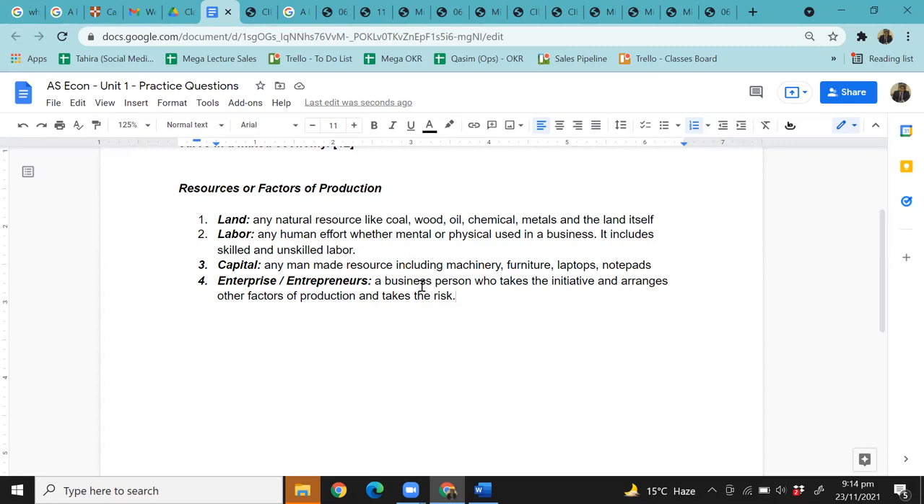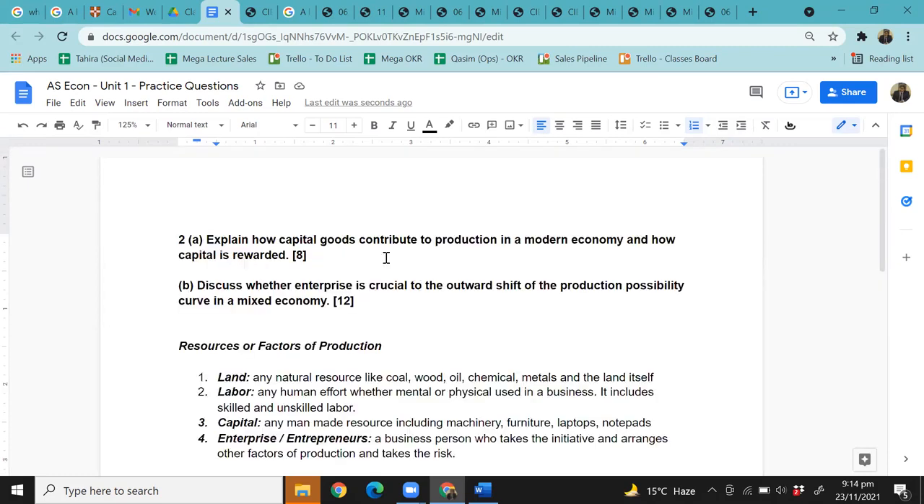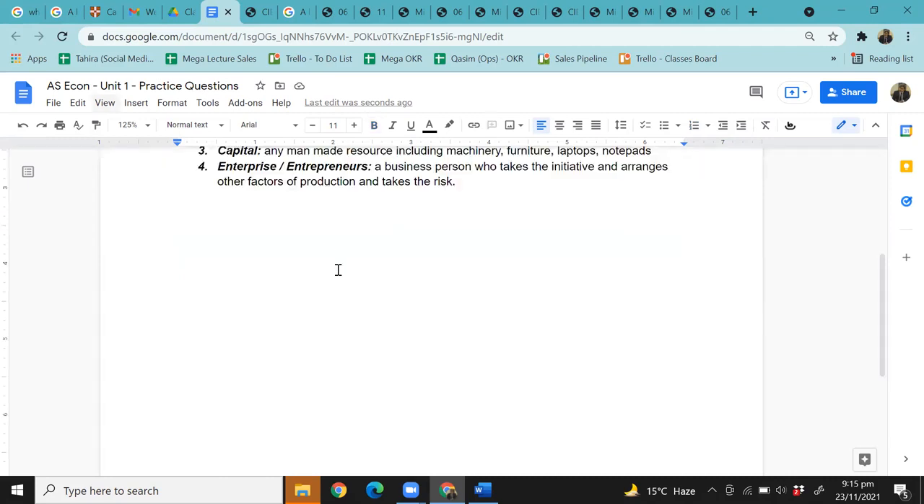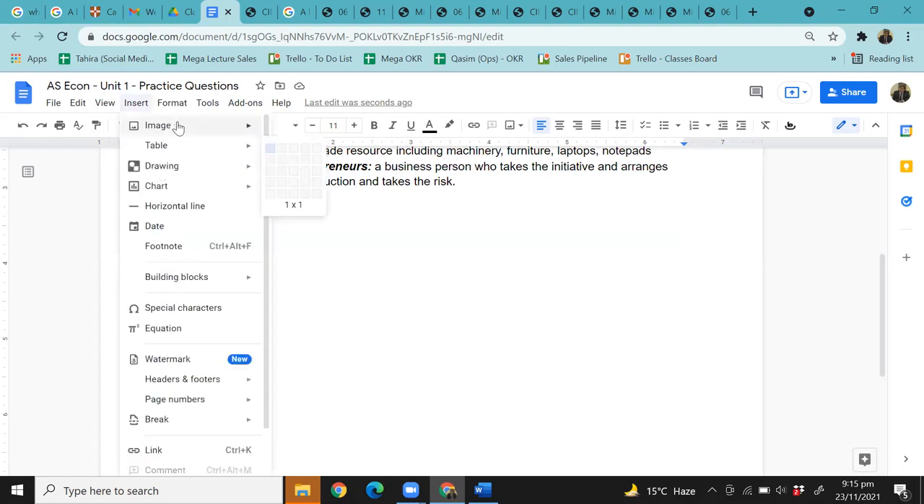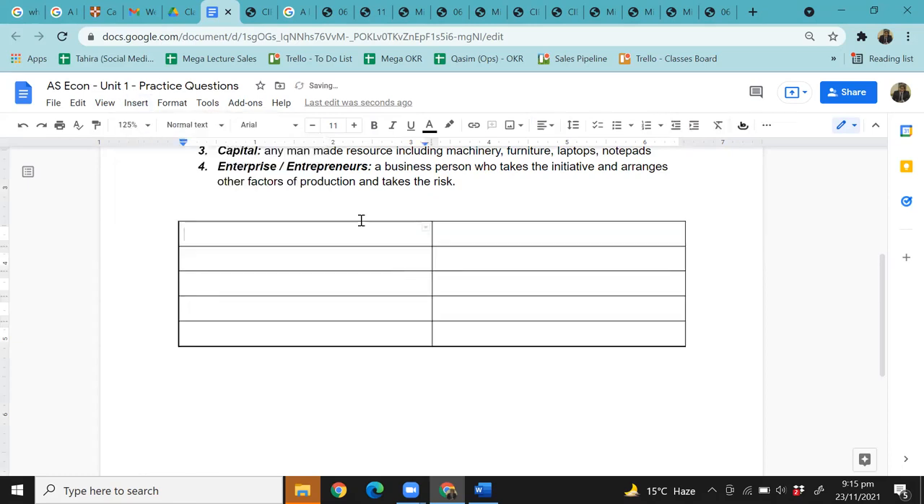Any confusion so far? Now, let's go back to the question and see what the question was asking. The 8 marks for this essay question said, explain how capital contributes to production in a modern economy and how capital is rewarded, right? Now, for each of these resources, we know the compensation that they get. So what is the compensation that each of these resources gets? Quickly, right? So resource and the compensation: land, labor, capital, and enterprise.